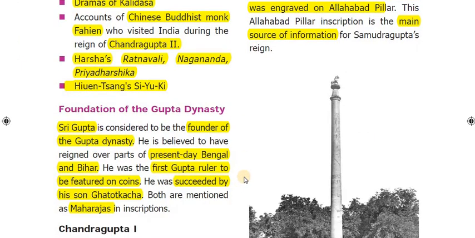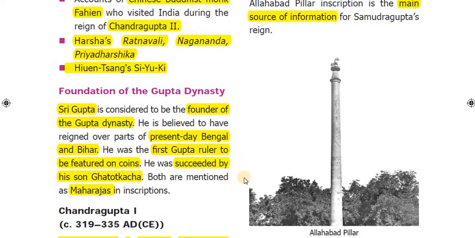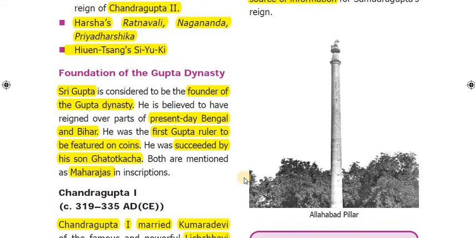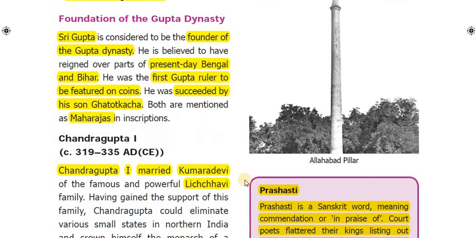The foundation of Gupta dynasty. Sri Gupta is considered to be the founder of the Gupta dynasty. He is believed to have reigned over parts of present-day Bengal and Bihar. He was the first Gupta ruler to be featured on coins. He was succeeded by his son Ghatotkacha. Both are mentioned as Maharajas in inscriptions.